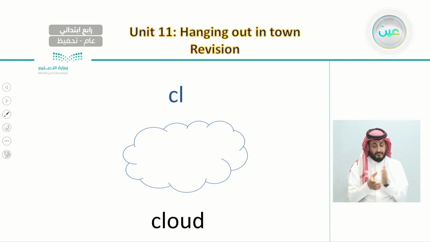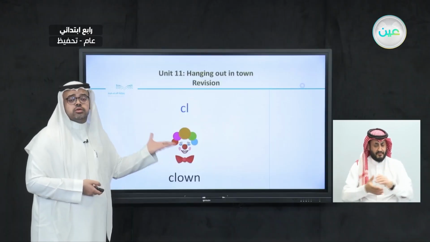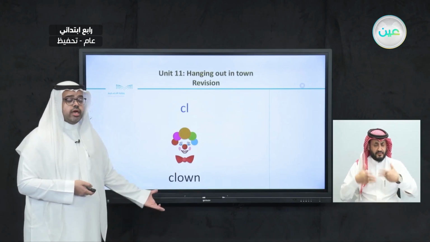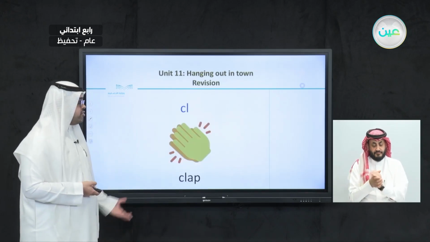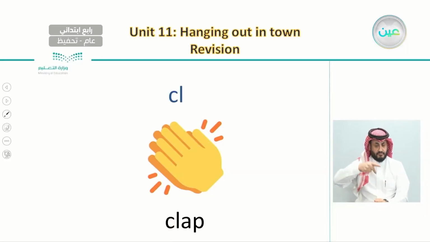The second word with this blend is cloud. Cloud. Say after me, cloud. And the third one with this blend is clown. Clown. Say after me, clown. A clown is a famous character that we usually have in cartoons. And the last word with this blend is clap. Clap. Say after me, clap.